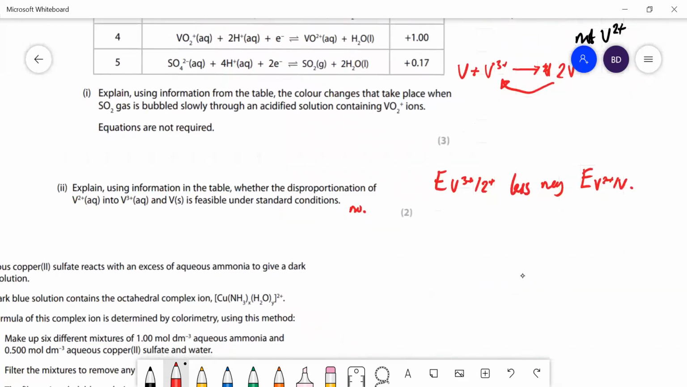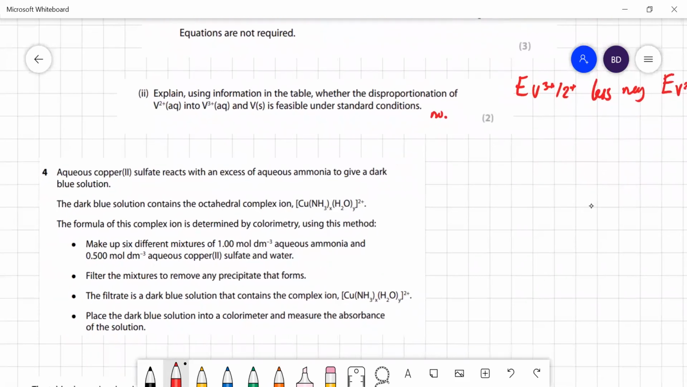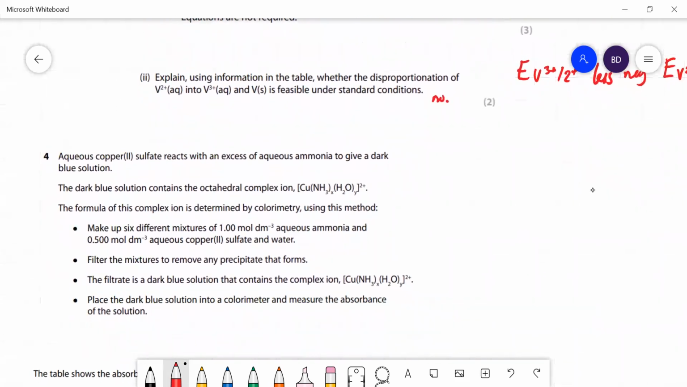Right, this is a question. Copper sulfate reacts with an excess of aqueous ammonia to give a dark blue solution, and the dark blue solution contains that complex. They haven't given us the formula of that. You probably know what the formula is already, but we've got to work that out. They're going to determine the complex by colorimetry using this method.